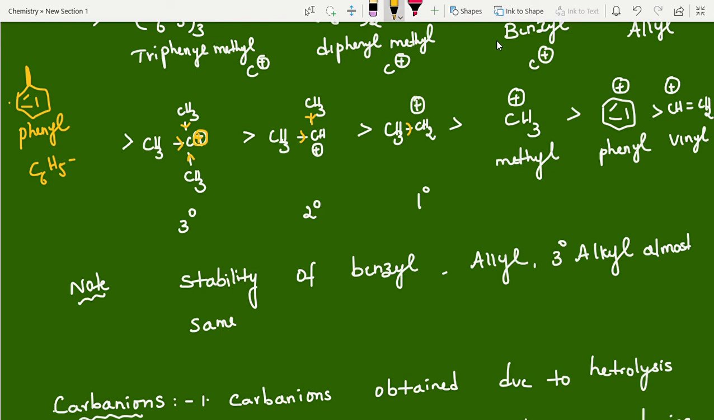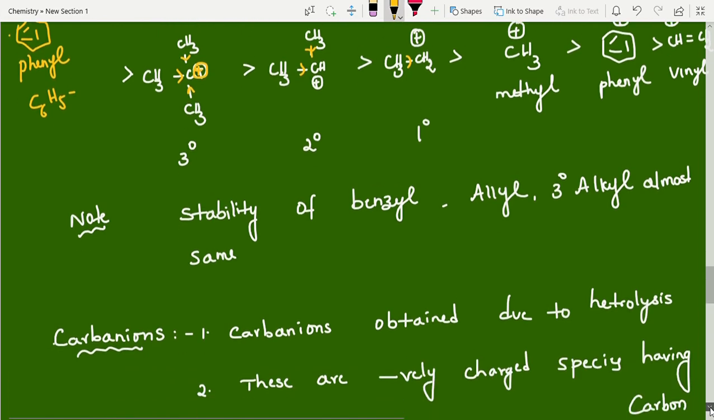We'll get clarity. So next note, stability of benzyl, allyl, 3 degree almost same. This is benzyl, this is allyl, this is 3 degree, almost same. Depends on situation, depends on case we can explain. I will explain different questions in the coming days, then you can understand better, but note this point, please do note it. So stability order is almost same in case of benzyl, allyl, 3 degree.